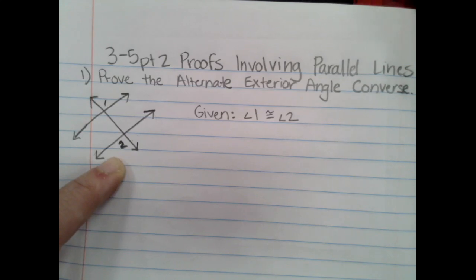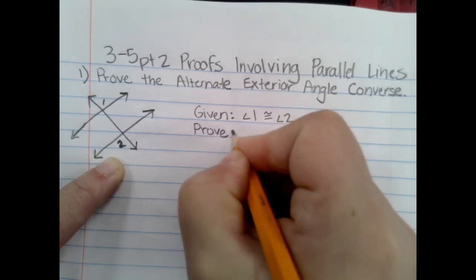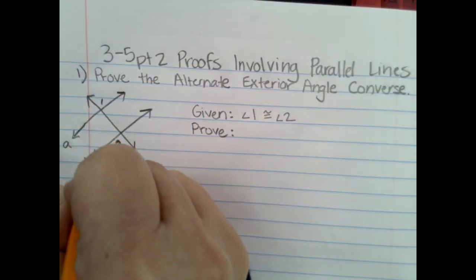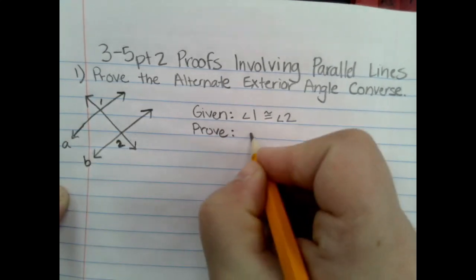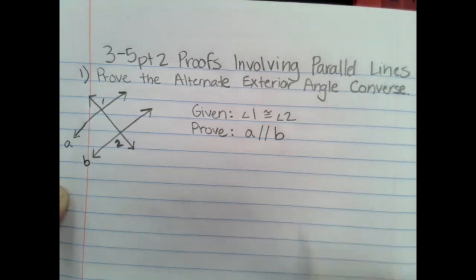All right, what we're trying to prove is that those lines are parallel. So we'll call this line A and line B, and we're trying to prove that A is parallel to B. Remember, those two slashes mean parallel.